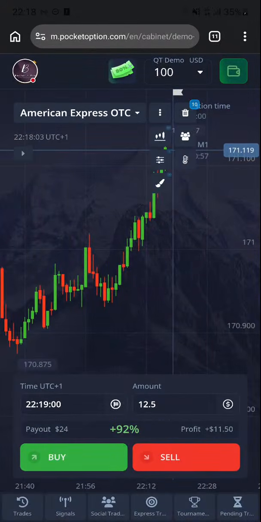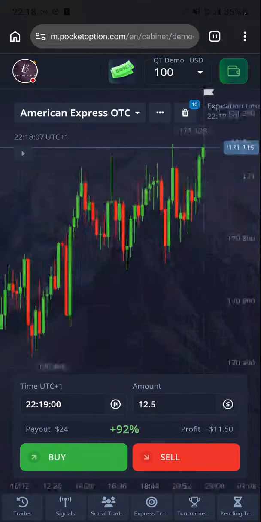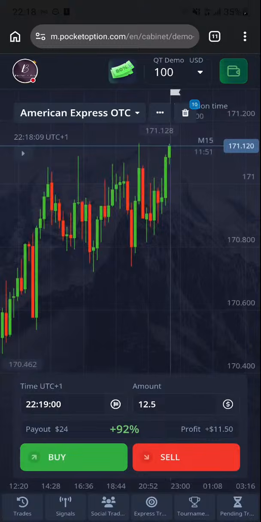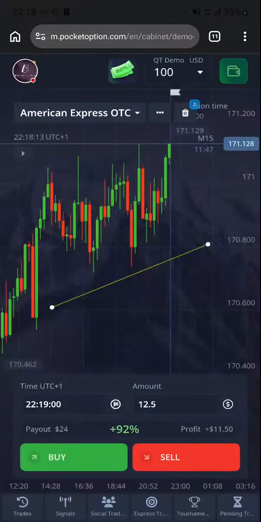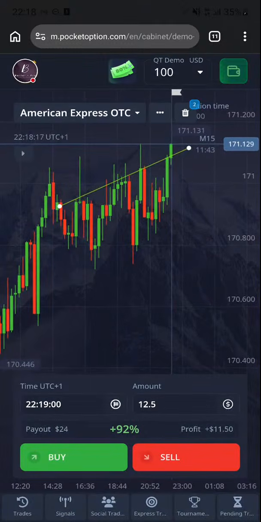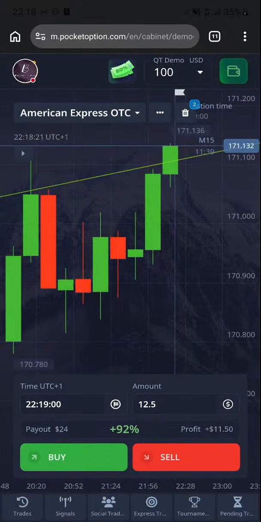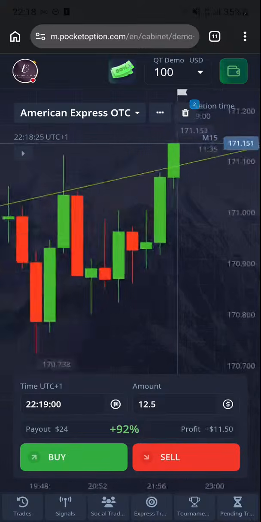So this is American Express. Let's do a top-down analysis on these markets. It's a very big ranging market, you can see. Let me mark the range, the M15 range. It's a very big ranging market, you can see. So we have what they call a common point of rejection being broken here.